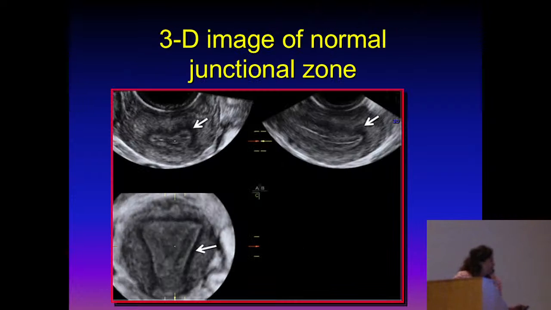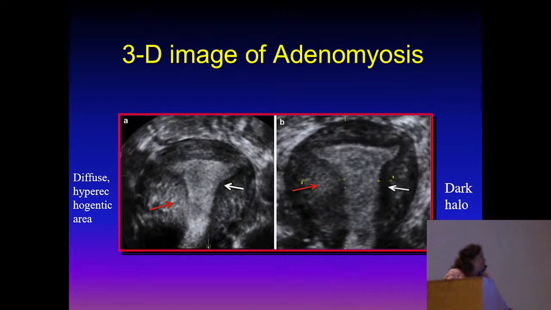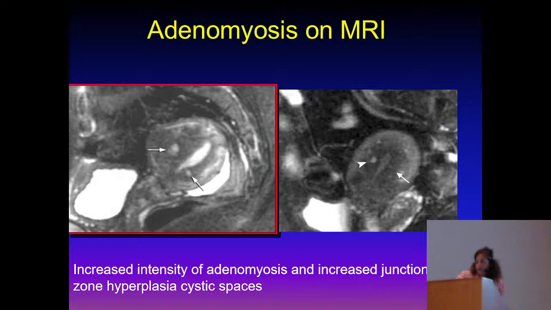This is a 3D image of a normal junctional zone. So here's the junctional zone shown in the arrows, and this is a normal uterus. With adenomyosis, you're going to see here's a dark halo on one side, which is common. On the other side, you see diffuse hypoechoic area on the left. And this is classic of adenomyosis, where you have thickening of one side. So this junctional area, you can have increased peristalsis, and it may affect the sperm transport and implantation. So it's a little controversial as well.